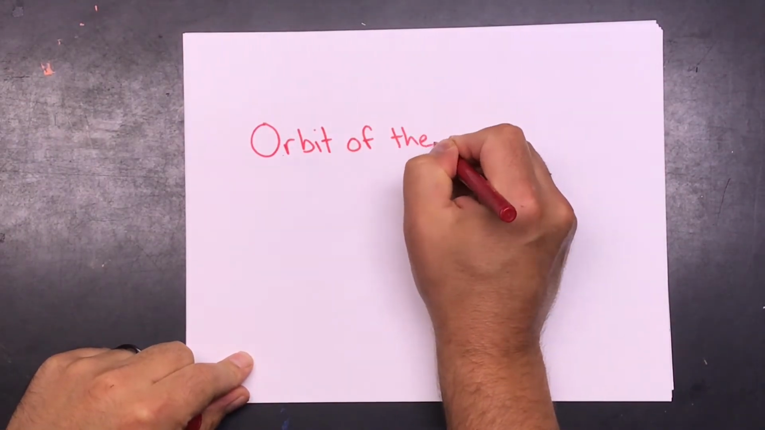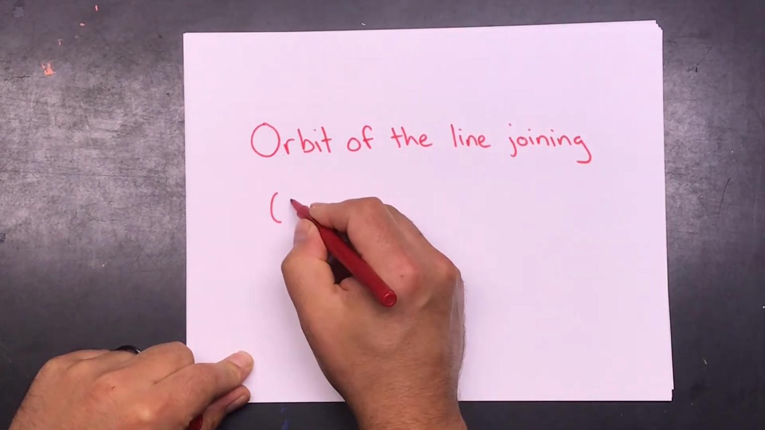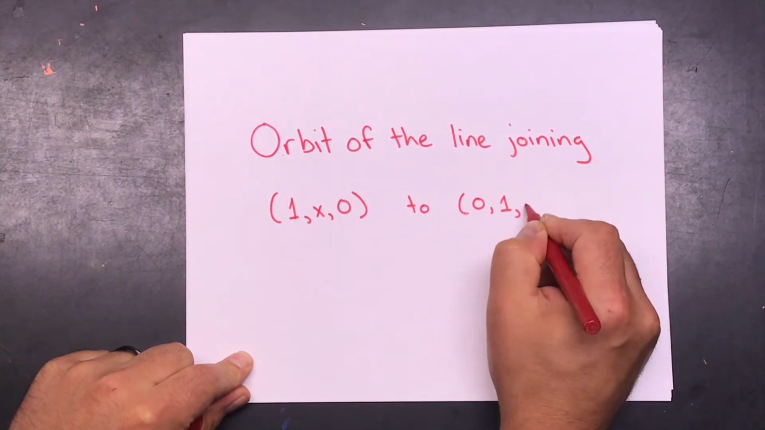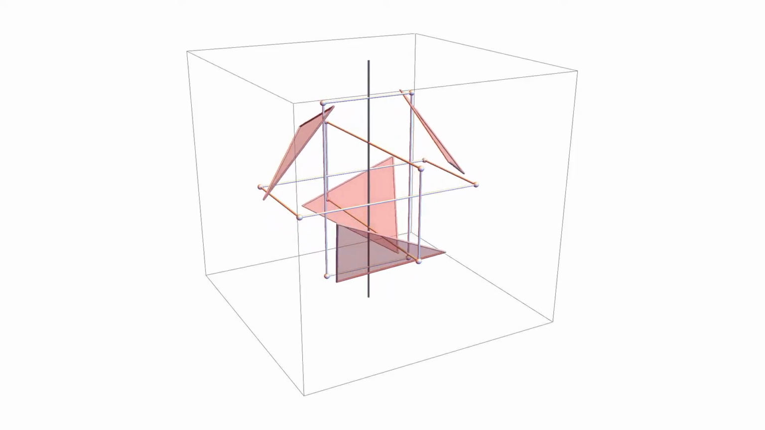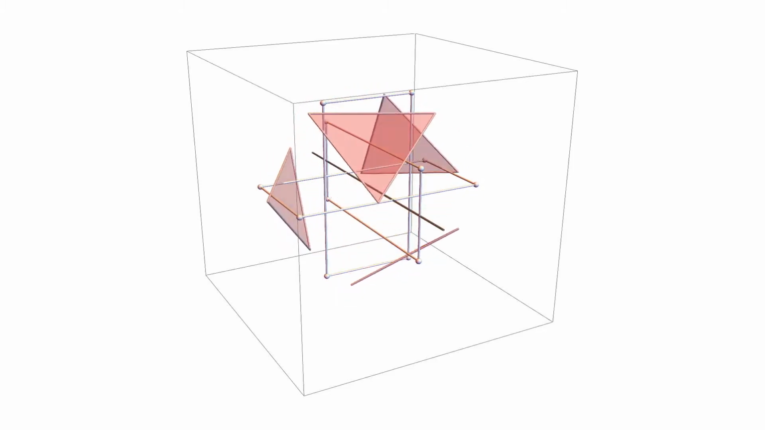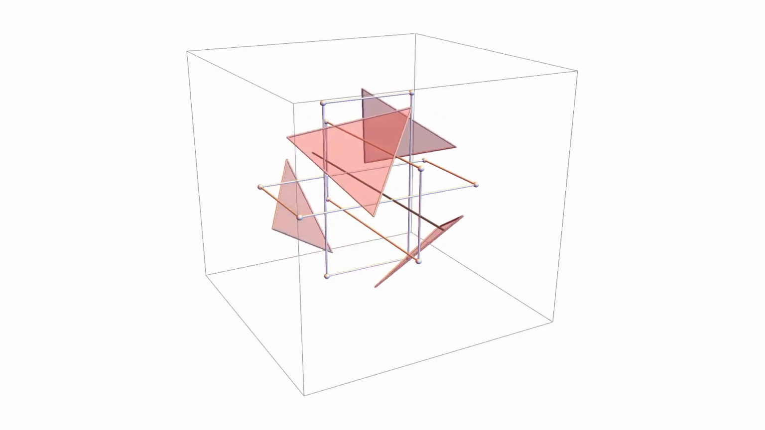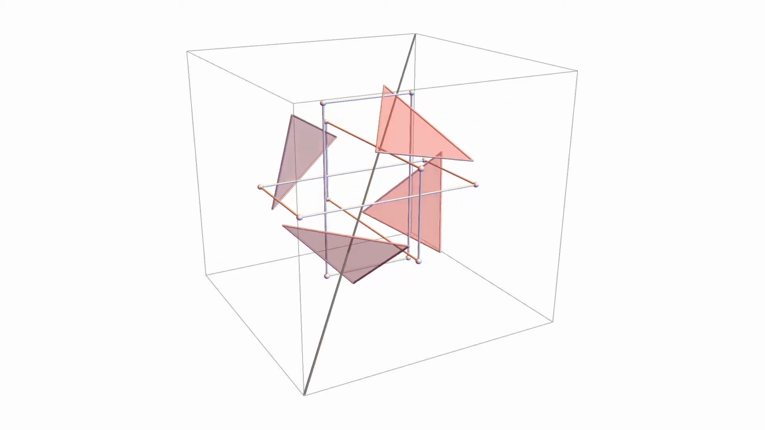The orbit of the line joining 1, x, 0 to 0, 1, minus x has the same property. It creates a configuration of 12 equal line segments forming the sides of 4 equilateral triangles. The 4 equilateral triangles also have the full collection of symmetries.